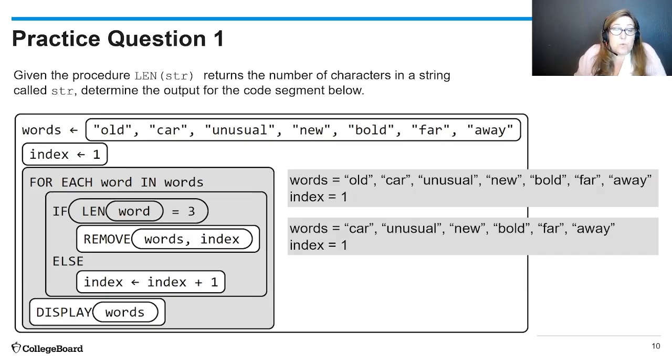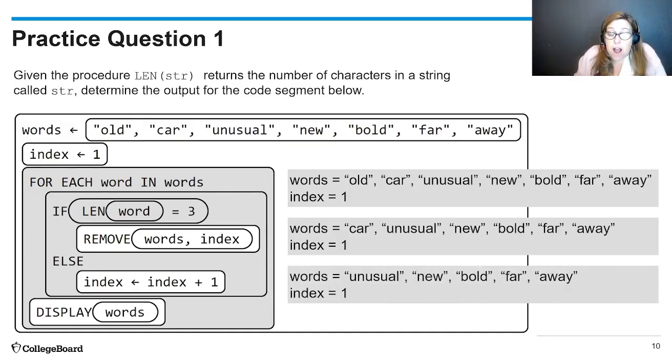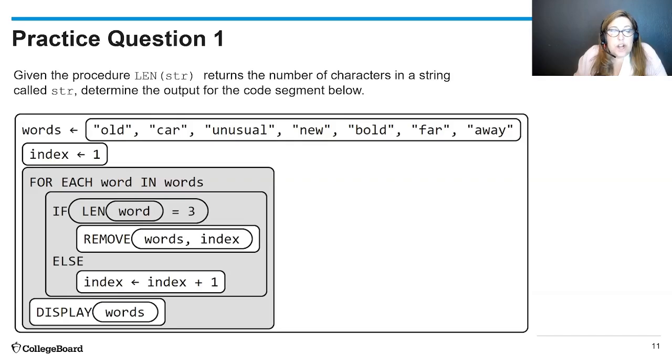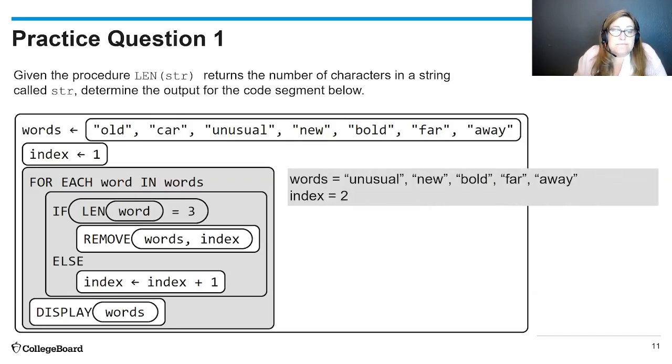So the next word that I'm going to look at is car. I check to see if the length of car is 3, which it is. So I'm going to remove car from words, but again, my index does not get updated. As I keep going through, my next word is unusual. The length of unusual is definitely not 3, so I'm going to go into my else this time and increase my index by 1. So index is now 2.